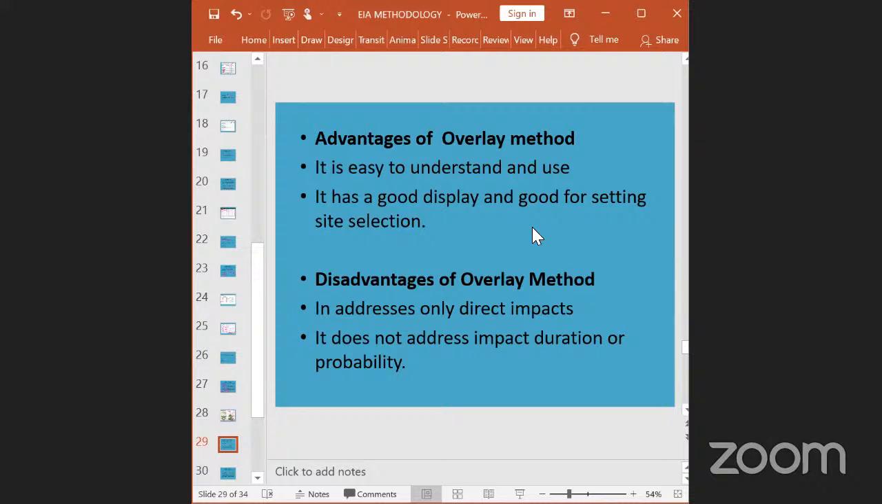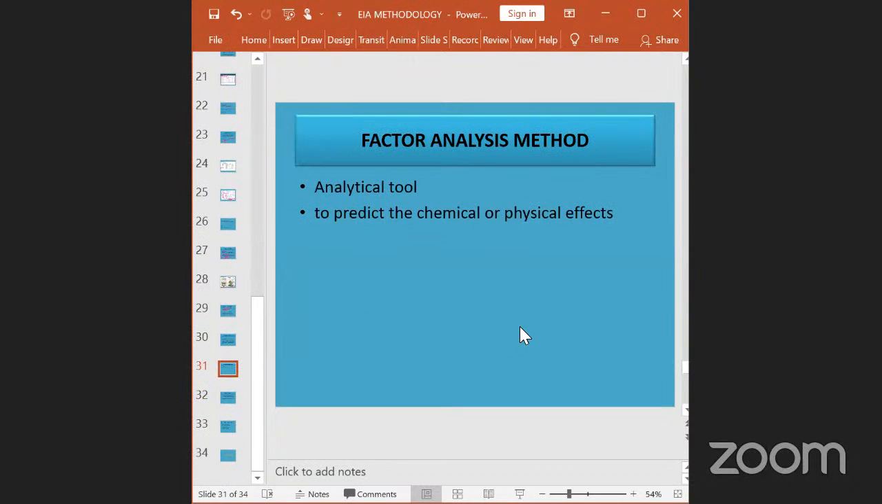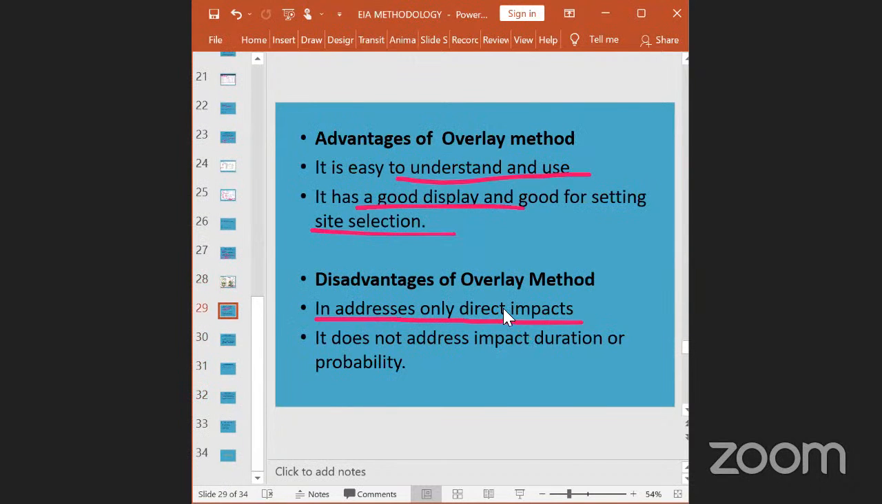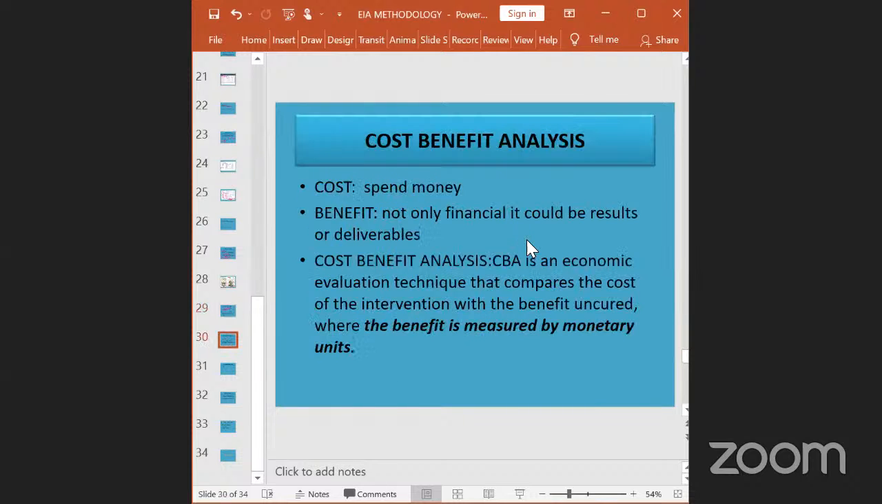Advantages of the overlay method: it is easy to understand and use, it has a good display, and it is good for site selection. Disadvantages: it addresses only direct impact, and it does not address impact duration or probability. So these are the advantages and disadvantages of the overlay method.